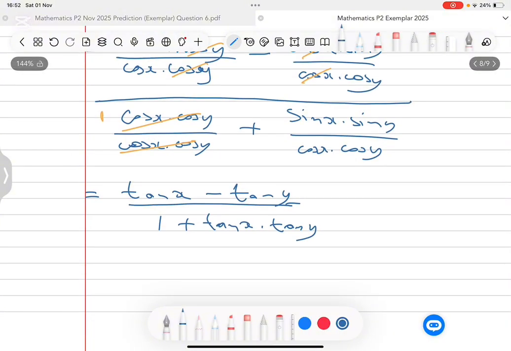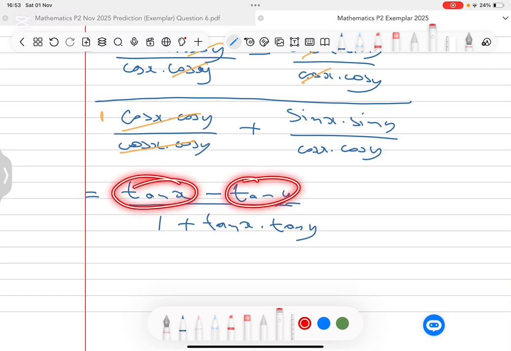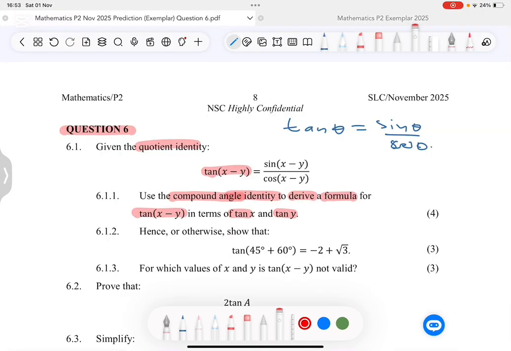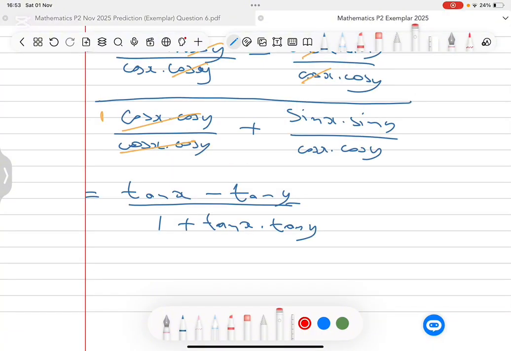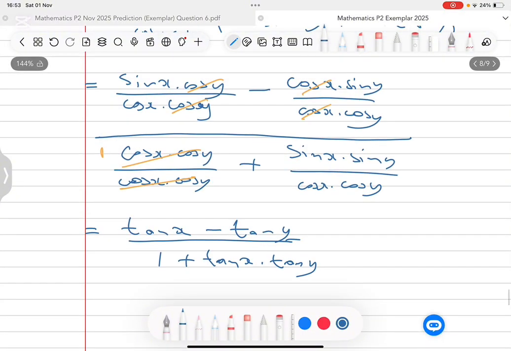And at this stage, there's nothing really we can do because everything is in terms of tan x and tan y as the question requested. And we are done. So this gives us a total of 4 marks.